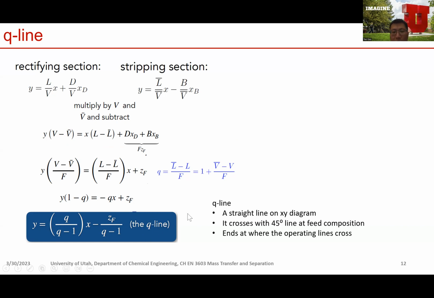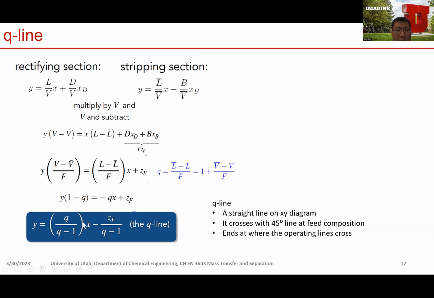So we can prove the Q line is a straight line on the xy diagram, and it crosses the 45-degree line at the feed composition, right? The reason is that we know on the 45-degree line, x equals y, and if we let x and y equal zF, right?